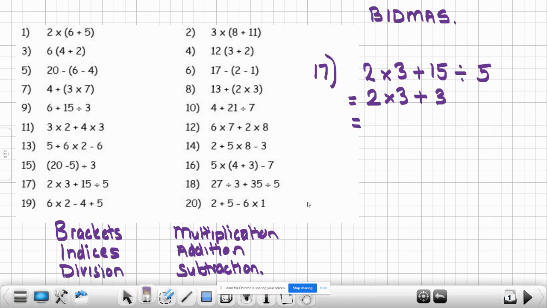Going to move on. And if I have a look, now I've got a multiplication and an addition to do. The multiplication comes first. So 2 times 3 is 6. And then I need to add on 3. Now down to my last calculation. 6 plus 3 is 9.